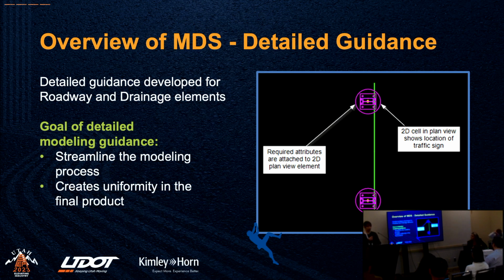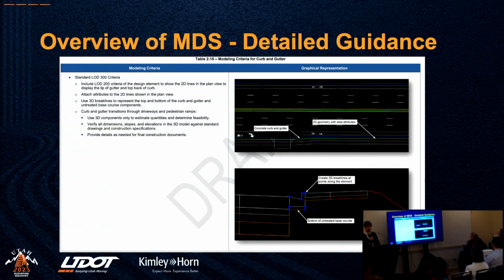The detailed guidance says you need this 2D sign. It has data attributes, and it says what you need in 3D as well. So I'll go through a more detailed example with curb and gutter. I know this is way too small to read, but it lays out everything you need for curb and gutter to meet the LOD, which for UDOT is right now 300 for curb and gutter.